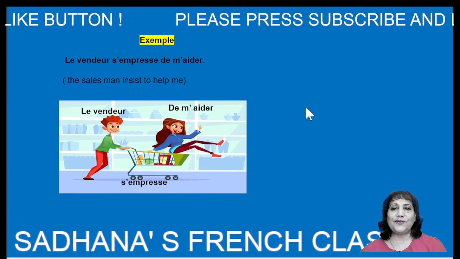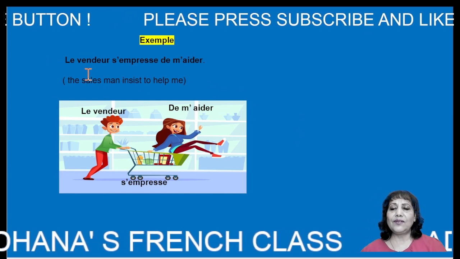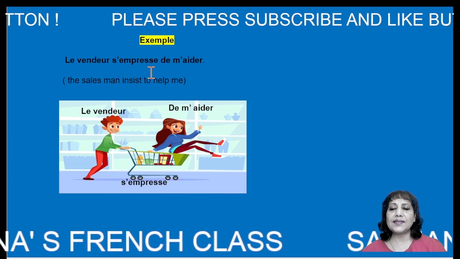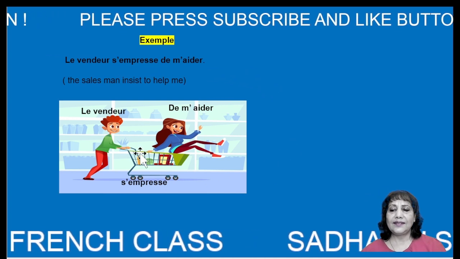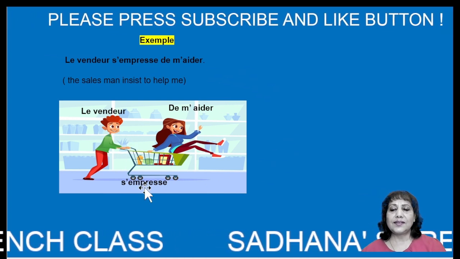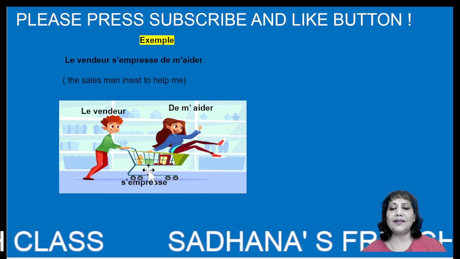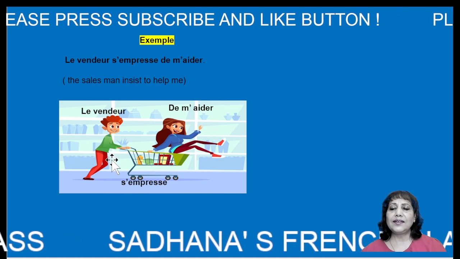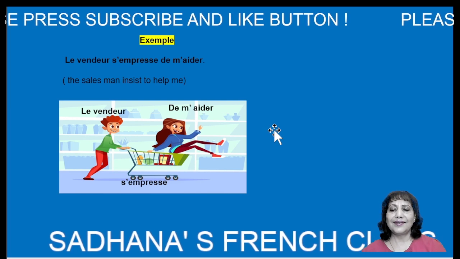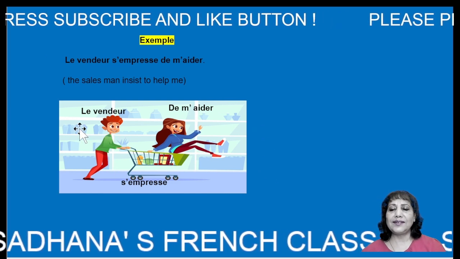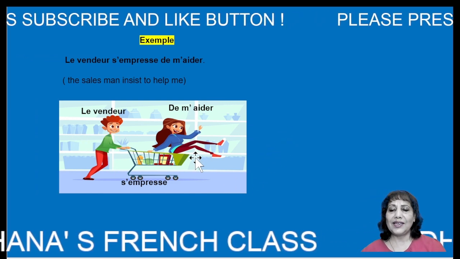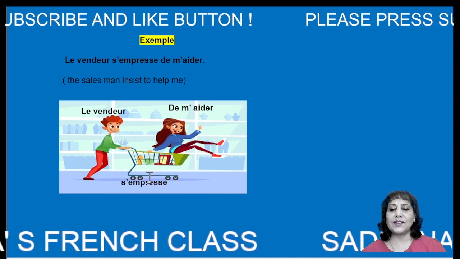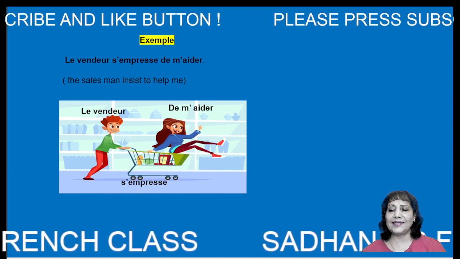Another image for you to learn. Le vendeur s'empresse de m'aider. The salesman insists to help me. So she is being helped by this salesman. Okay, so the help is reflecting back on the subject itself. All right.